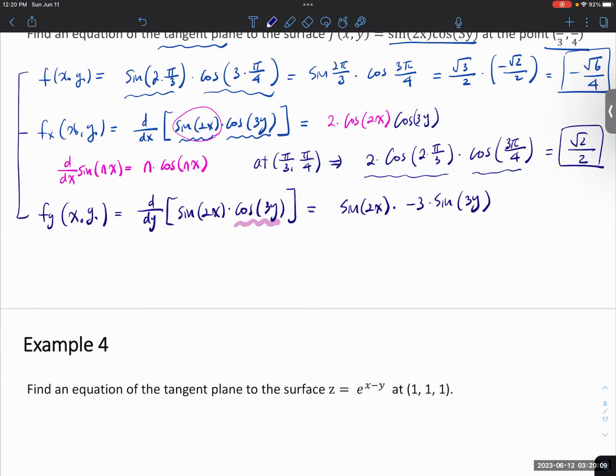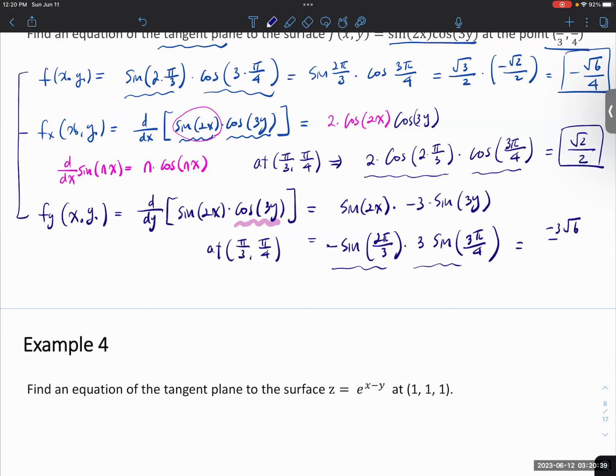That's your derivative technique. So we can rewrite it at (pi over 3, pi over 4): sine of 2 pi over 3, and then let me bring the negative to the front, negative 3 times sine of 3 pi over 4. You're going to calculate this. That should be around negative 3 radical 6 over 4. Almost. So we have all the information.